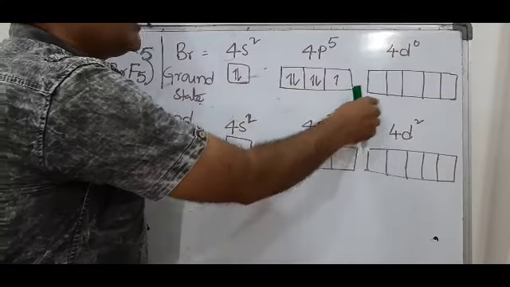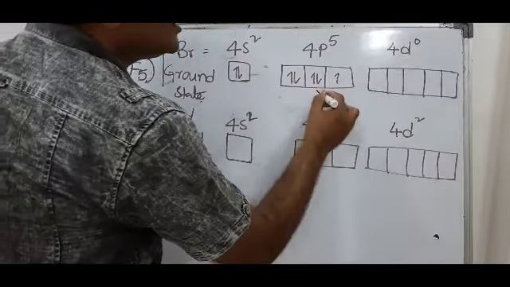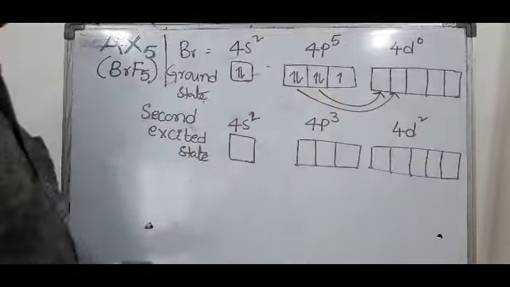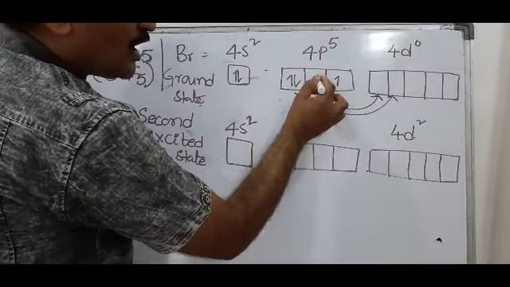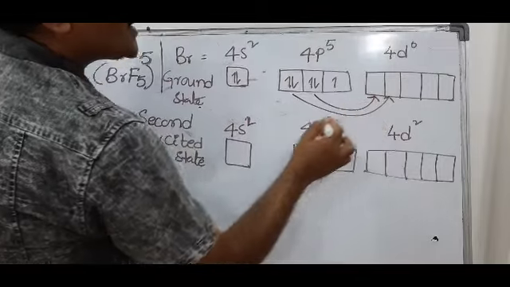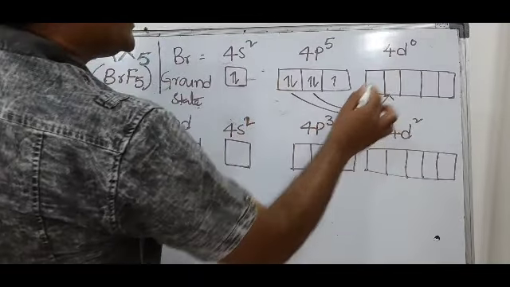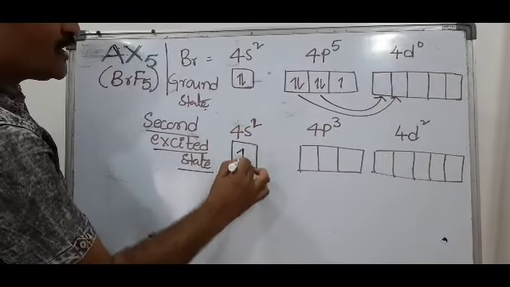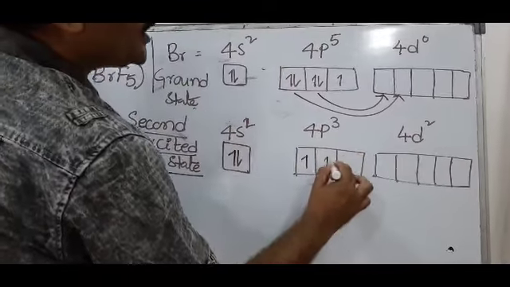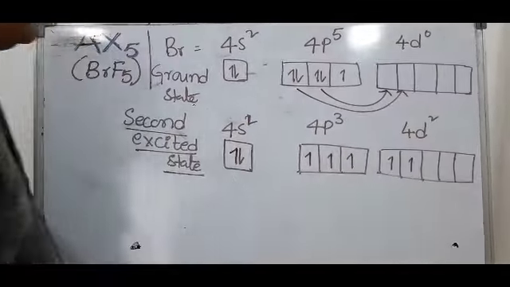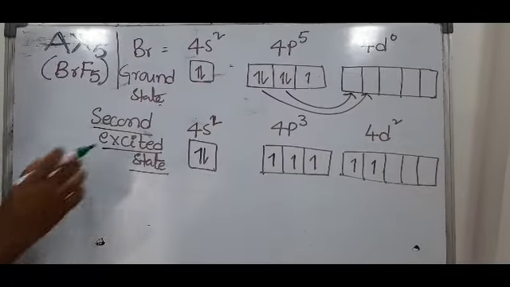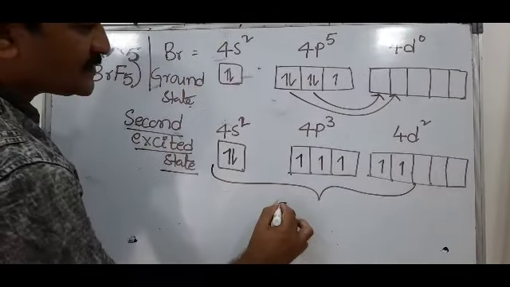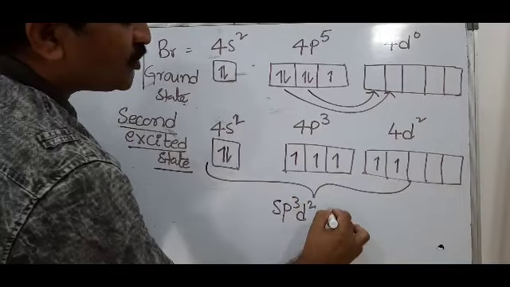If one pair becomes unpaired, 3 unpaired electrons will come out. If 2 pairs become unpaired, 5 unpaired electrons will come out. Because one electron will be excited to 4d, that is the first excited state. If one more pair undergoes excitation, that is called the second excited state. In the second excited state, bromine has the configuration of 4s2, 4p3 and 4d2. This is the configuration for the second excited state of bromine. So the possible hybridization here is sp3d2 with one lone pair.